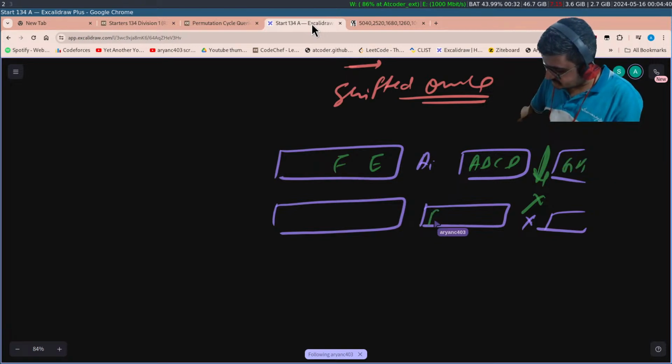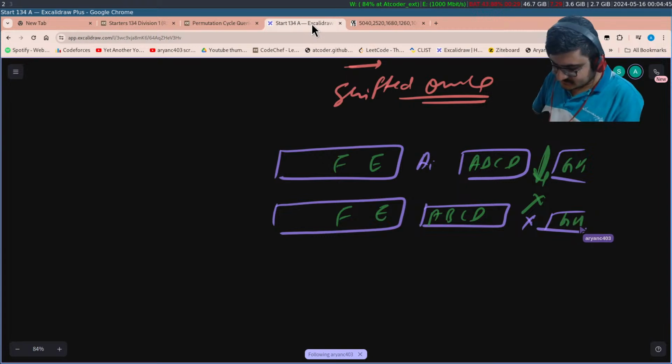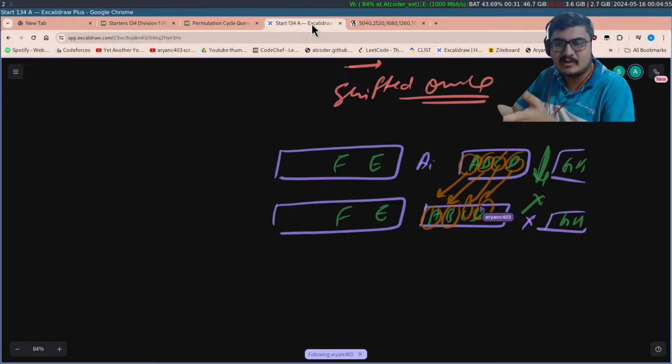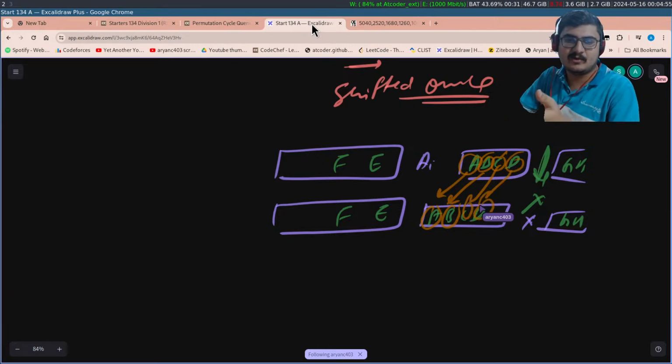Like this new sequence becomes A, B, C, D, E, F, G, H. Now here, each element is shifted to the left side once. So we can use a similar technique for elements from L to R. If we shift each of them to the left, what would be the updated contribution? And that's what we need.